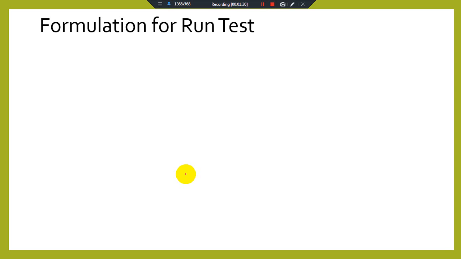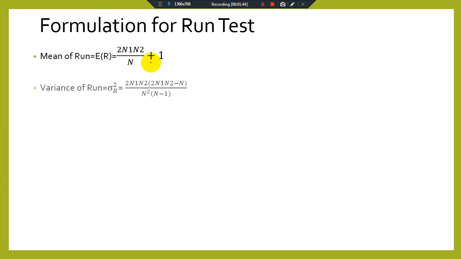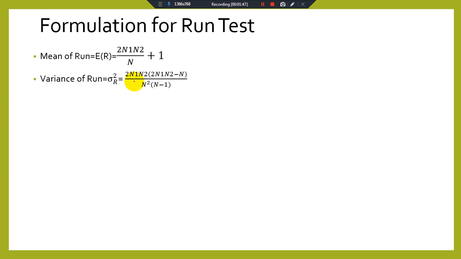Here is the formulation for the run test. The mean value of runs, the expected value of runs, is equal to 2n1n2 divided by n, plus 1. Here is the variance of the runs: the variance of runs is equal to 2n1n2 times (2n1n2 minus n), divided by n squared times (n minus 1). So what is the meaning of n1, n2, n and r?